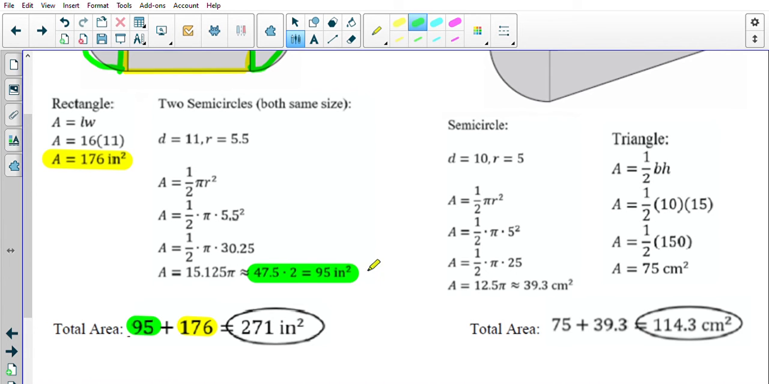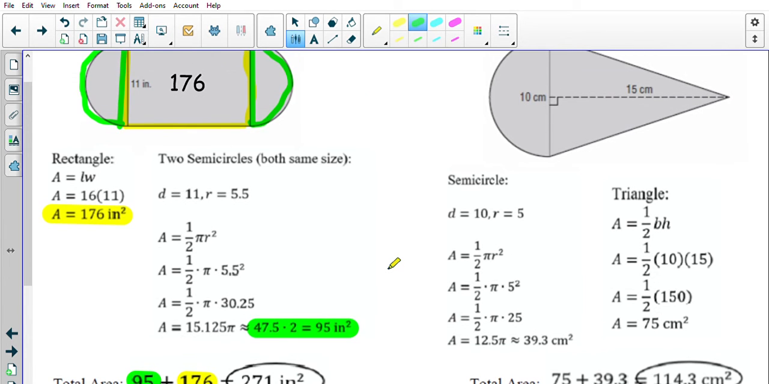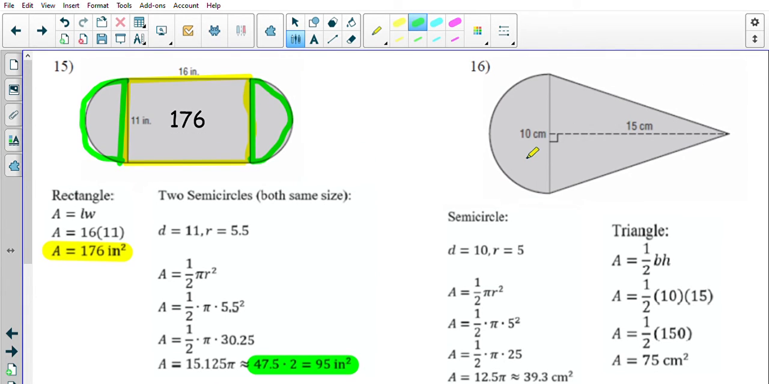All right, moving on to number 16. This one actually looks really similar to question number 11 that we saw in class yesterday. The only difference is the height of the triangle is given in the triangle. So we're going to split this. It's already kind of split up for us into two regions.